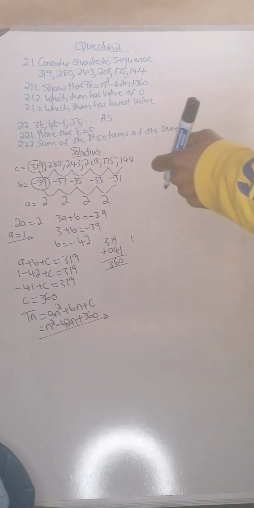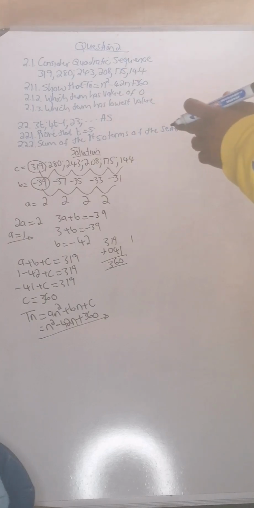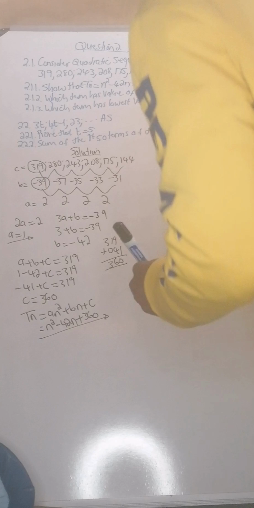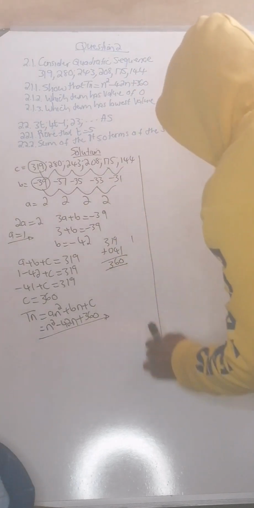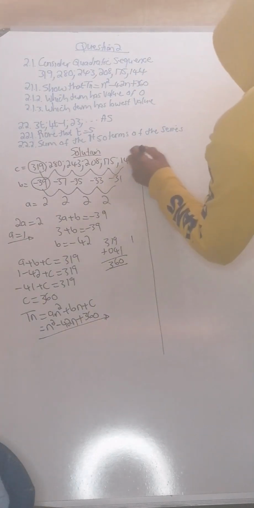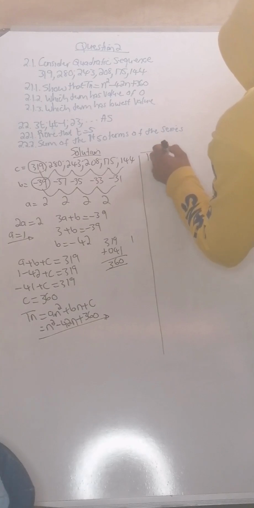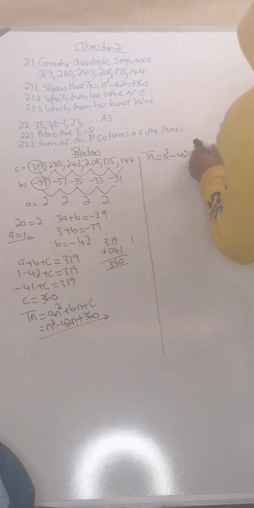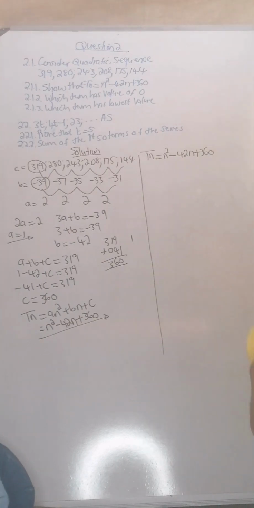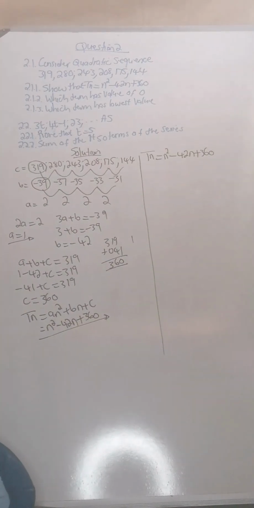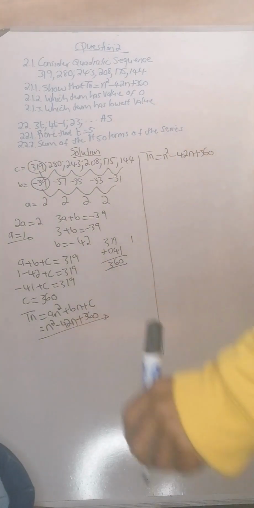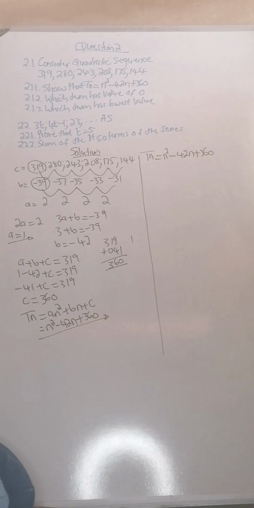Right. In 2.1.2, which term has a value of 0? So they want to find out which term has a value of 0. How do we work around this? We have the equation Tn equals n squared minus 42n plus 360. So how do we find which term has a value of 0?